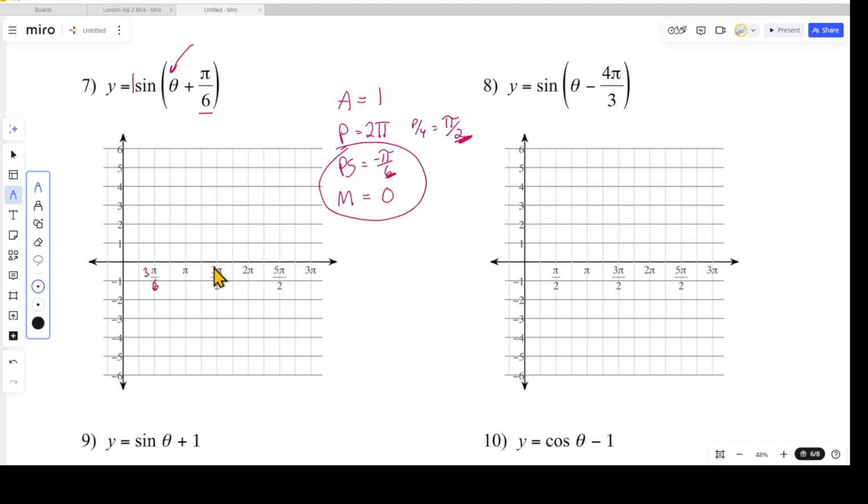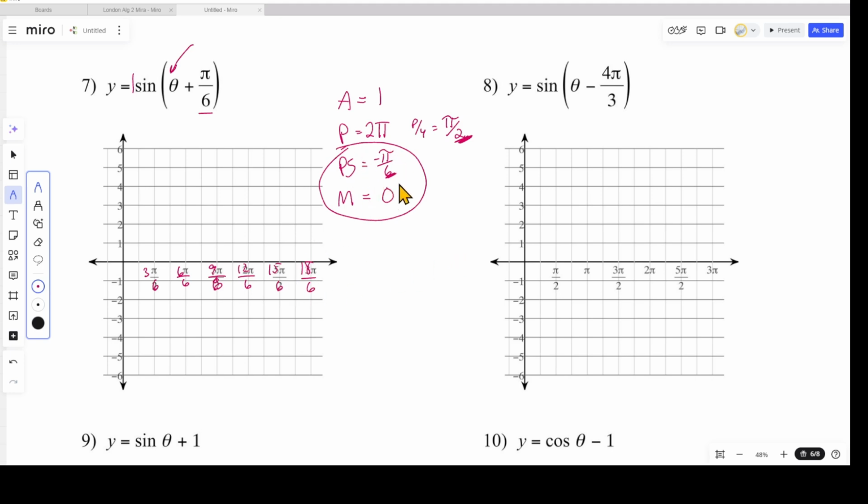So 3 pi over 6. Even from there, I can start counting. That's 3 pi over 6. This is 6 pi over 6. And I'm counting by 3's. 3, 6, 9 pi over 6. Oops. 3, 6, 9, 12 pi over 6. 9, 12, 15, 18.